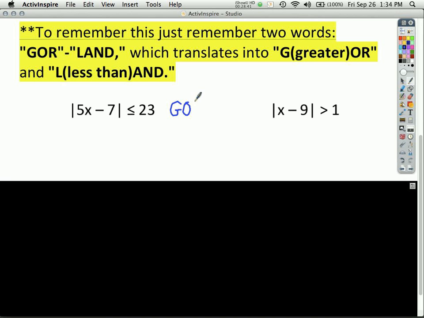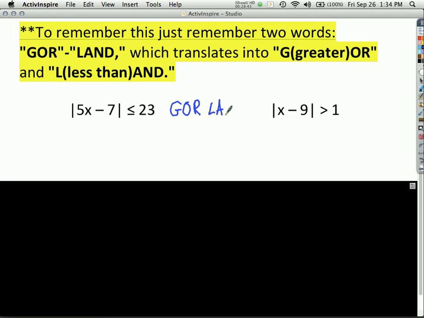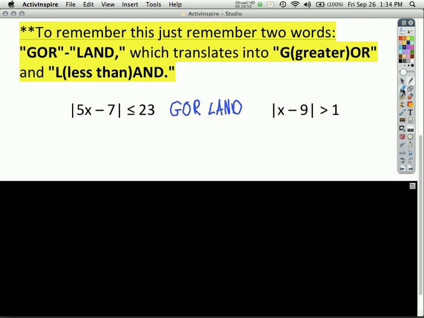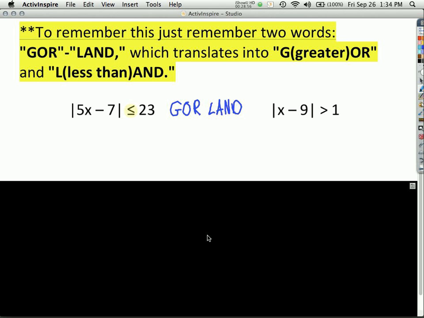Writing it down helps. So Gourland is based on the inequality symbol. So now we're looking at this symbol, and we're saying to ourselves, is that a less than symbol, or is that a greater than symbol?